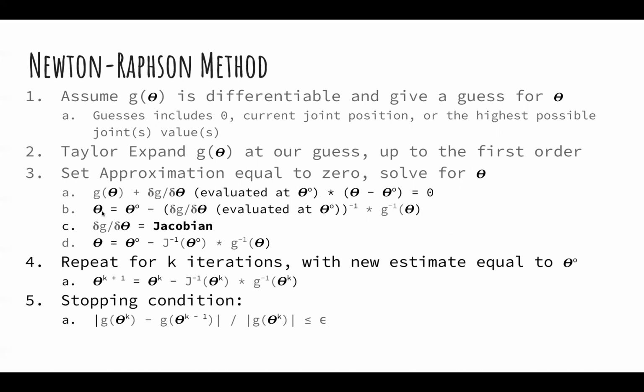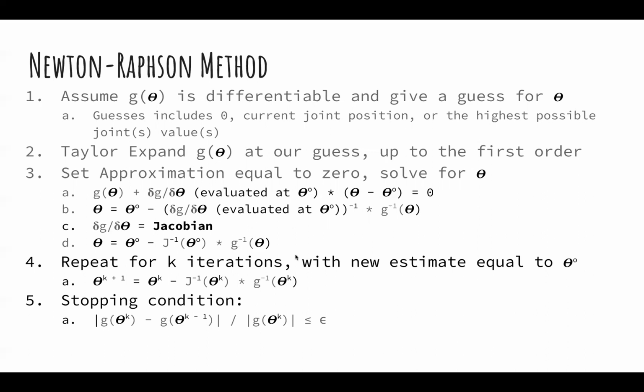Now, if we work out this equation and solve for theta, we get theta equals our initial guess minus our partial at theta, evaluated at our initial guess, inverted, times our g function of theta. If you realize that this partial is equal to our Jacobian, we can substitute our Jacobian and get this equation: theta equals our initial guess minus our inverse Jacobian, evaluated at our initial guess, times g of theta.